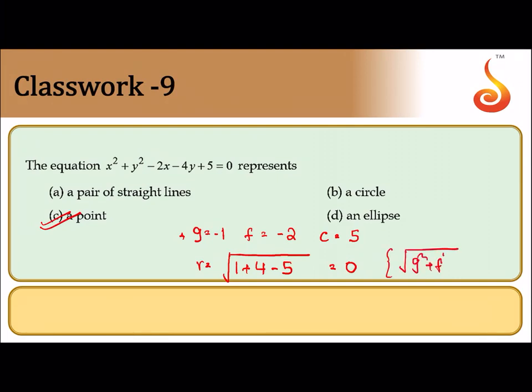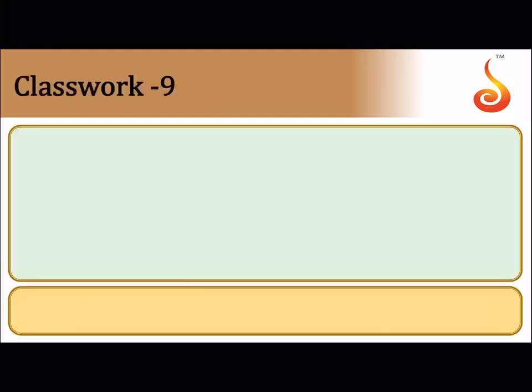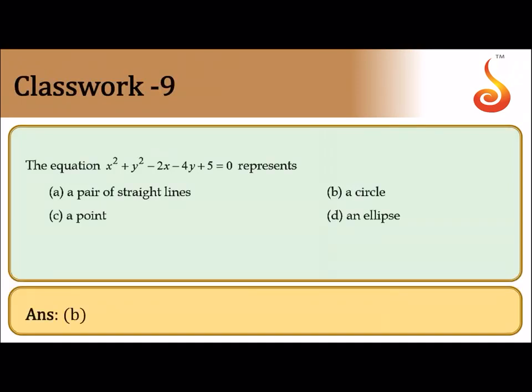Again the same formula we used, under root of g square plus f square minus c. A circle with zero radius is also a point circle. It's actually a point circle that is the accurate answer.